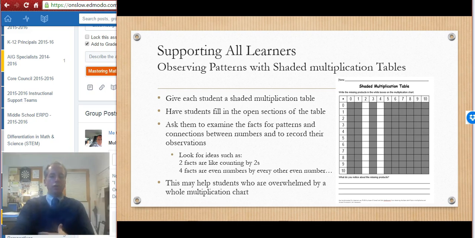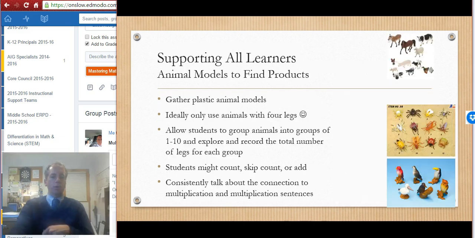Again, the intent of the shaded multiplication chart is that it takes a little bit of the overwhelming nature away for the kids. Animals, again, are a comfortable thing for kids to use. If you have little plastic animals, and these are certainly easily accessible both online as well as if you want the actual objects, it's nice for struggling kids to have the actual objects in front of them.